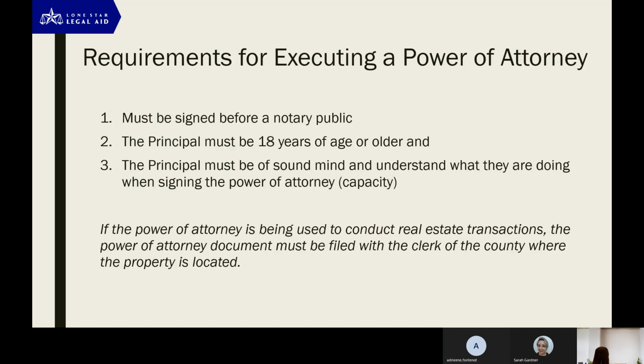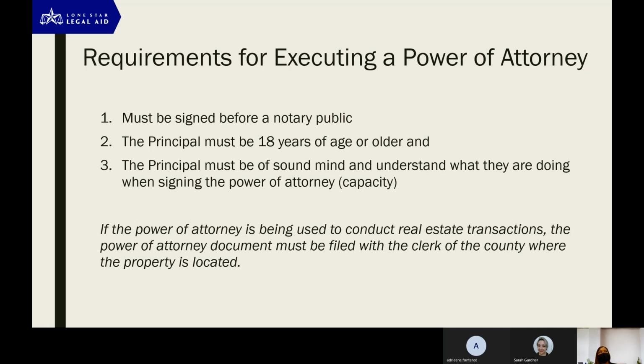So what are the requirements for executing a power of attorney? It must be signed before a notary public. The principal must be 18 years of age or older. And the principal must be of sound mind and understand what they are doing when signing the power of attorney, which means that they have capacity.